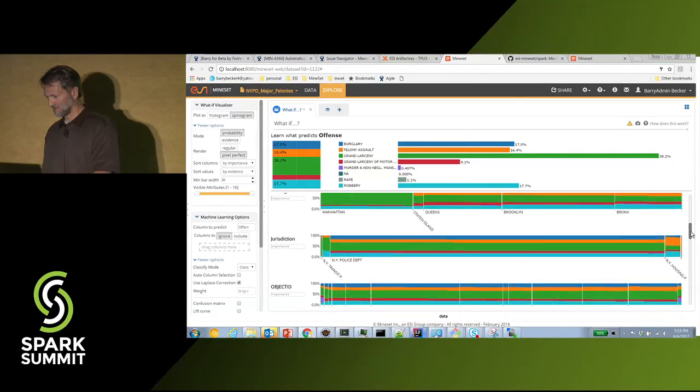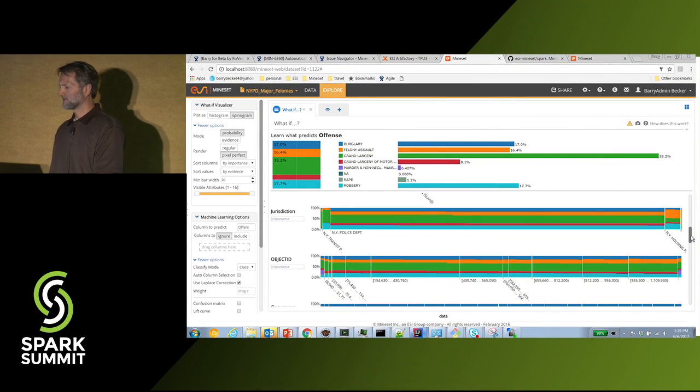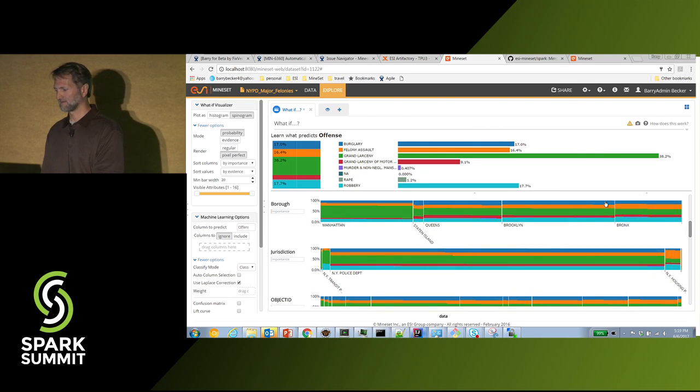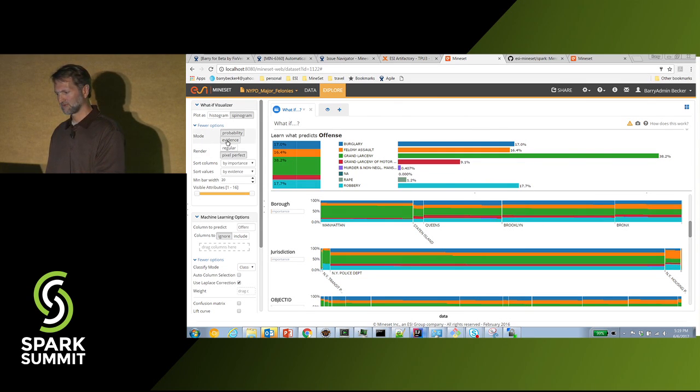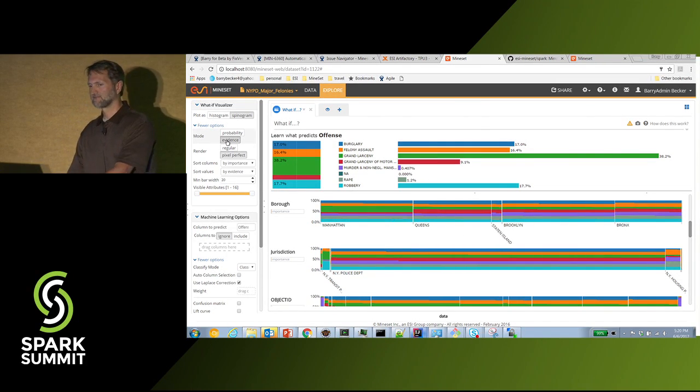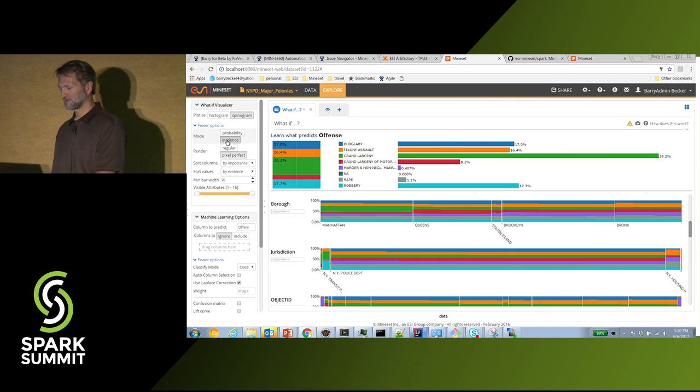Let's see what else we have. OK, so one thing you might notice is there's certain classes, like murder and rape, that don't happen very often, but maybe you're interested in understanding where and when they happen. And it's difficult to see that in these charts at the bottom because they happen so infrequently. So for that, we can switch to an evidence mode. And what that's going to do is divide by the prior probability distribution at the top in order to normalize all the colors in each of these bar charts at the bottom.